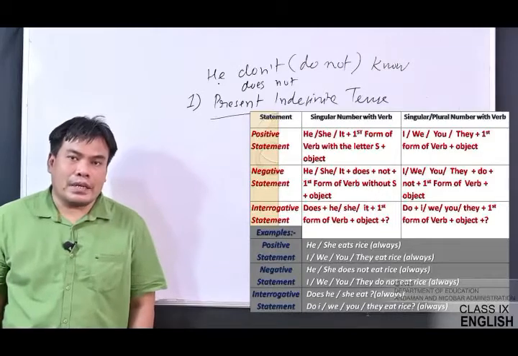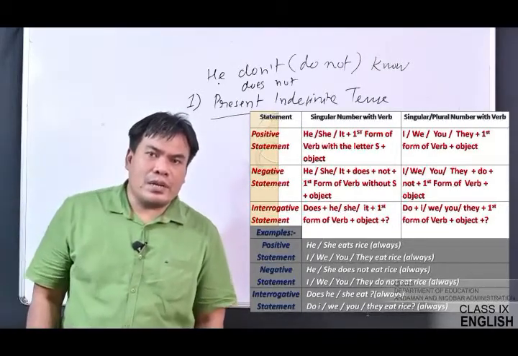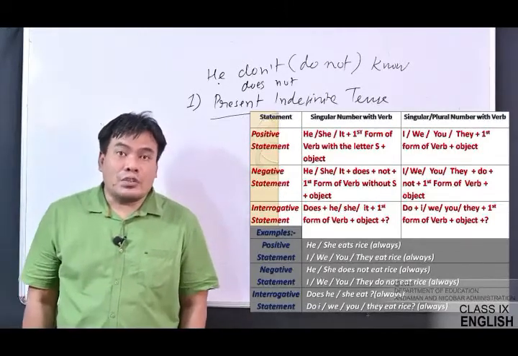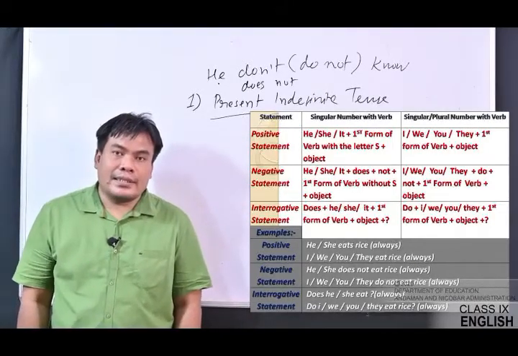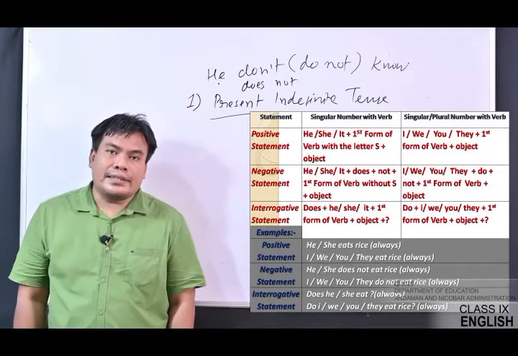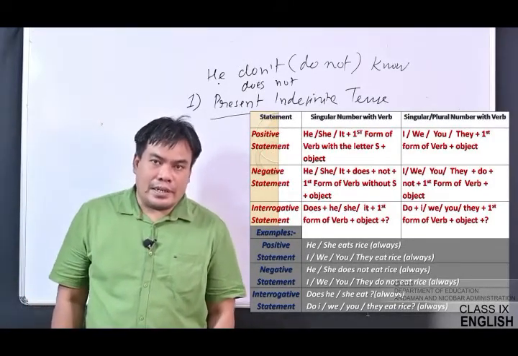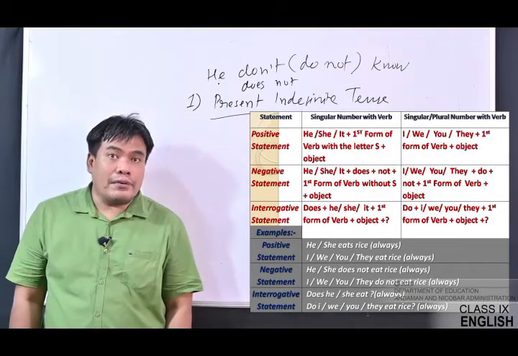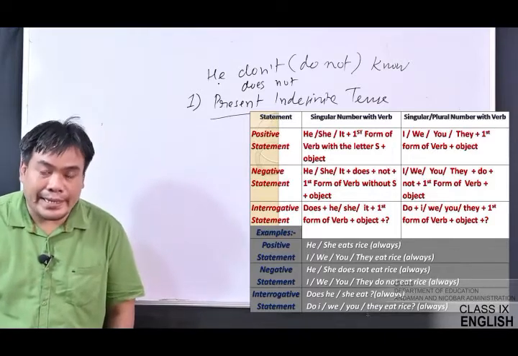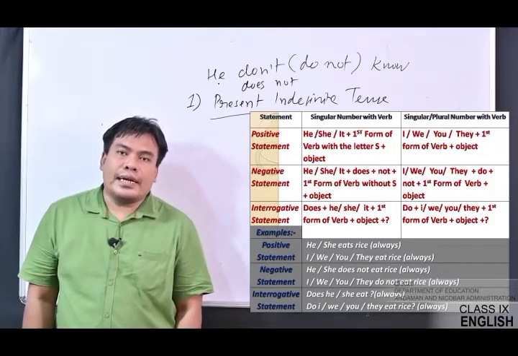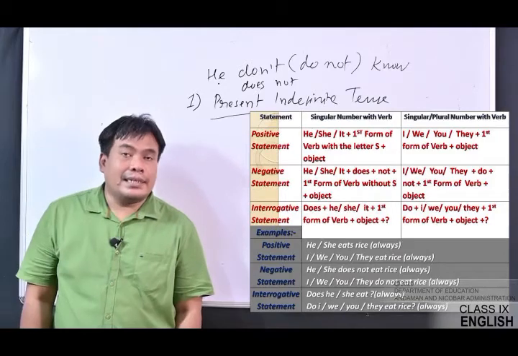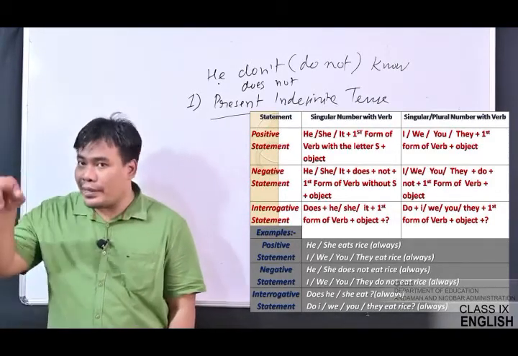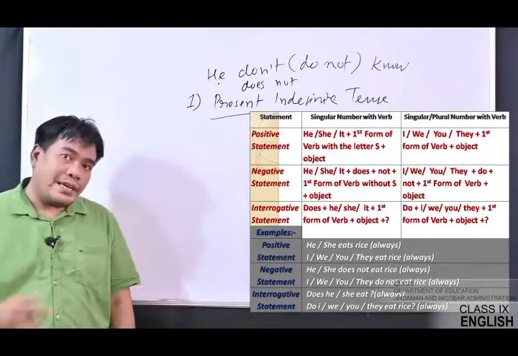So that's always. The same for the singular plus plural number, I, we, you, they, and the first form of verb: I eat rice, we eat rice, you eat rice, they eat rice. For a negative statement, it's he, she, does not. Whenever you are not sure of what you are saying, you have to use does not along with he, she, and it. He does not eat rice, or she does not eat rice. That is just for you to understand.